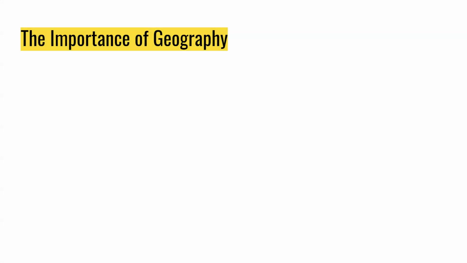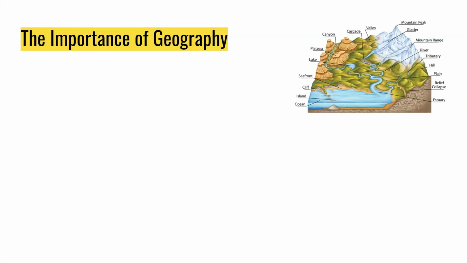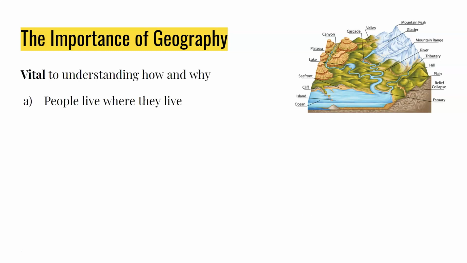Now, the importance of geography to us in year 7 history is basically several different things. Firstly, it's vital to understanding how and why people live where they live. Why they chose to live along the River Nile is a really important thing to understand about the ancient Egyptians. It's important to understand how people live and work. Everything that we do is shaped by our environment. It's shaped by the geography that we're in.